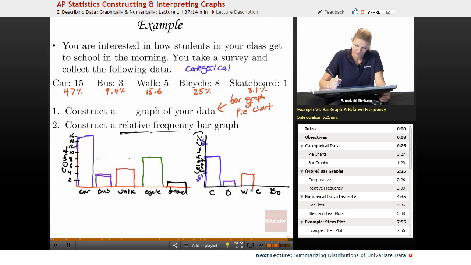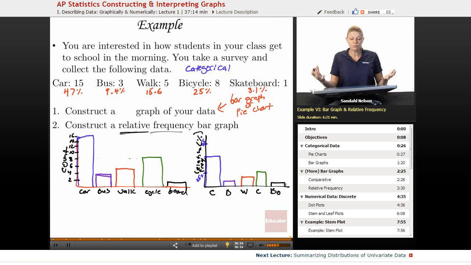For cycle, we had 25%. So this actually should be up here. Make this a little lower. So again, bar graphs are kind of an art project, and I am not super artsy, so I apologize for my graph. And then we have 3% to get the idea.